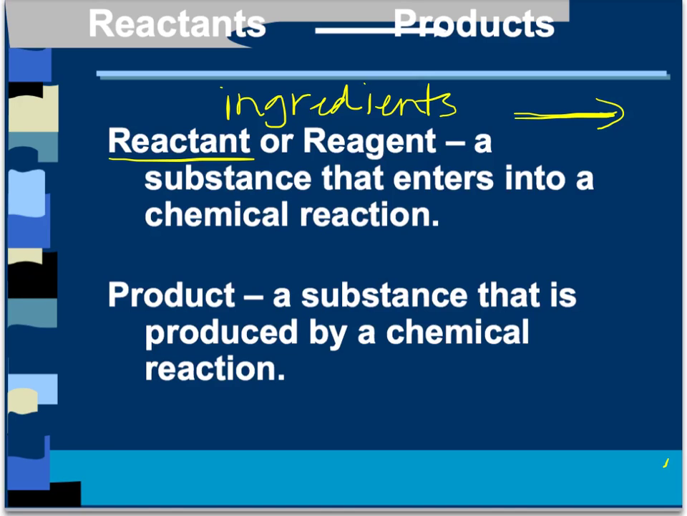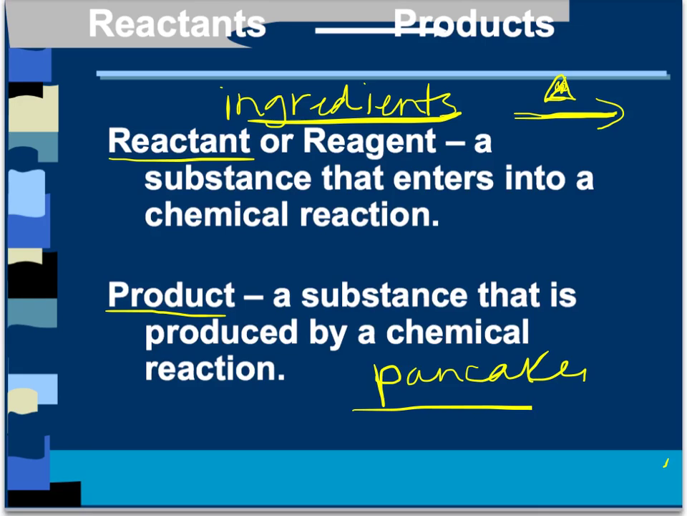Okay, remember this arrow is a symbol for yields, and I'm going to apply some heat, so I'm going to put the little symbol there. It yields a product of pancakes. So pancakes is my product. So my ingredients or my reactants are my starting materials, and the final thing that's produced, pancakes, is the product.